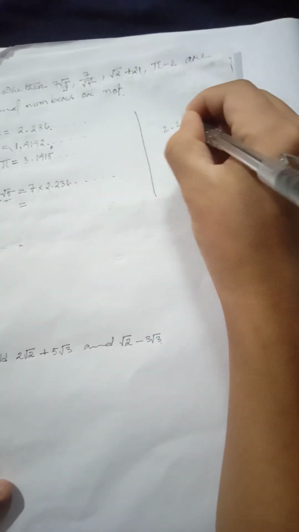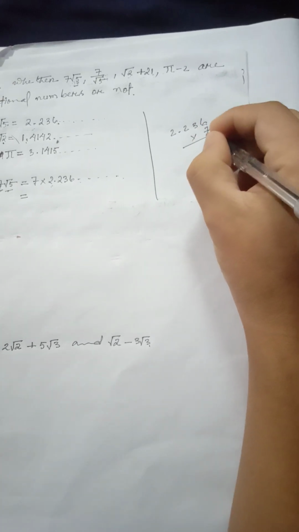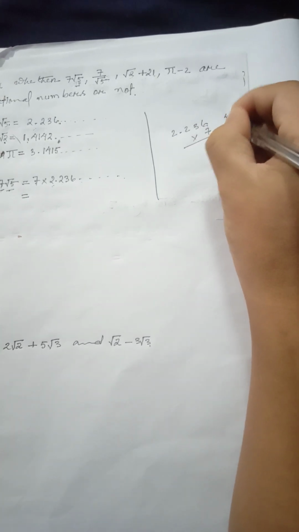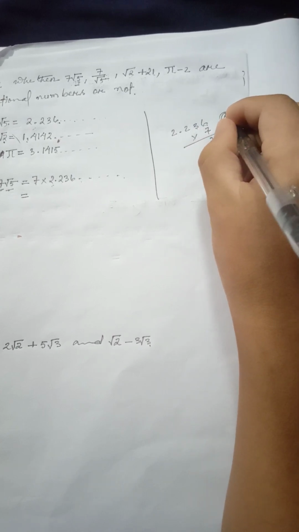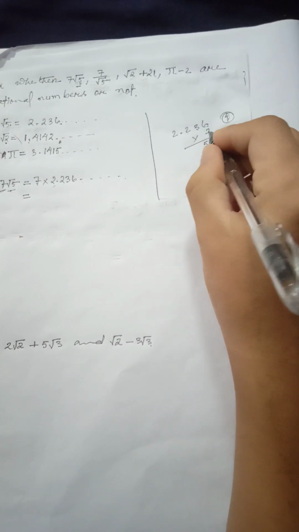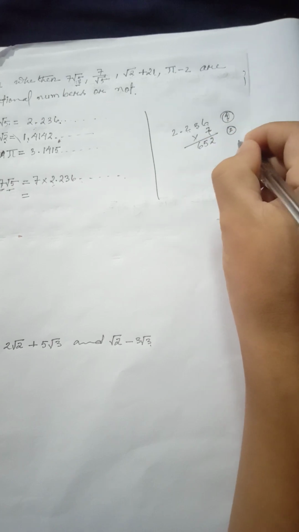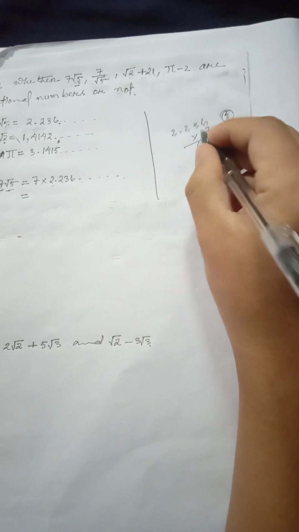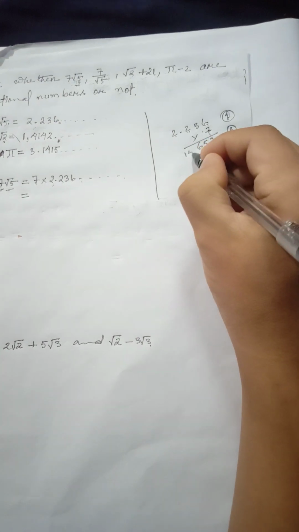So let us multiply these two. How much will you get? 7 times 6 is 42, 4 in hand. 7 times 3 will give you 21, plus 4 gives 25, 2 in hand. 7 times 2 gives 14, 14 plus 2 gives 16, 1 in hand. And 7 times 2 gives 14, 14 plus 1 gives 15.